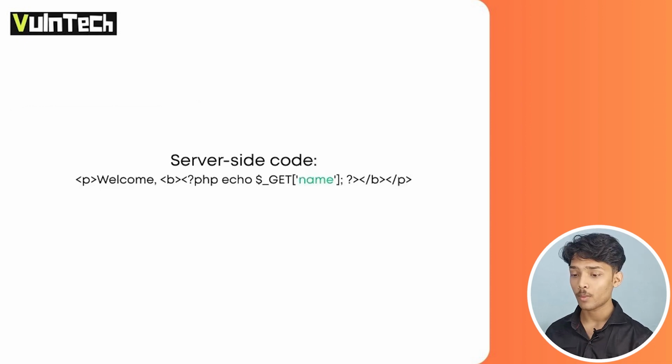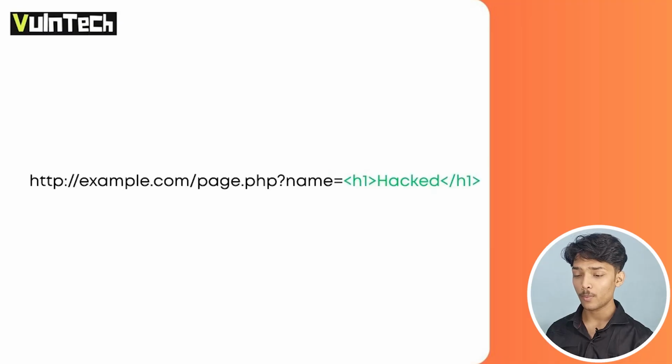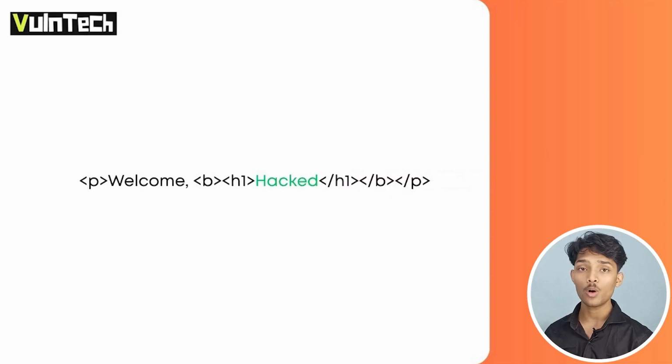For example, from the server side, the website is using this code to display your name after a welcome message. When the attacker puts this code, what this website will output is "welcome, hacked", because the hacker injected a malicious HTML code that is now displaying some other information.